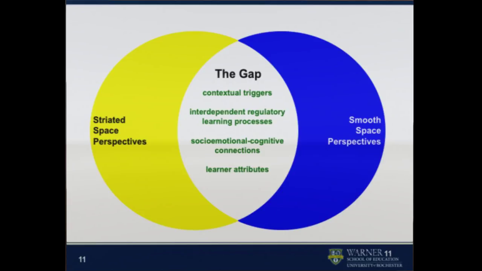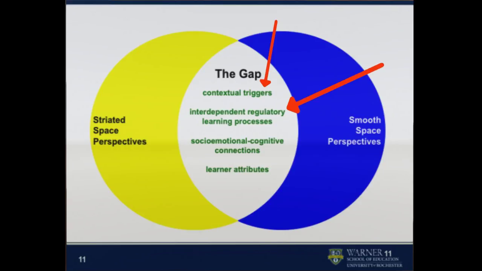The exclusive adoption of a striated or smooth perspective may lead to oversights on learning, such as how features within a particular virtual content trigger certain forms of learning, or what I call contextual triggers, the interdependent regulation of cognitive and non-cognitive learning. For example, understanding how we acquire factual versus tacit knowledge and how they may be interrelated.